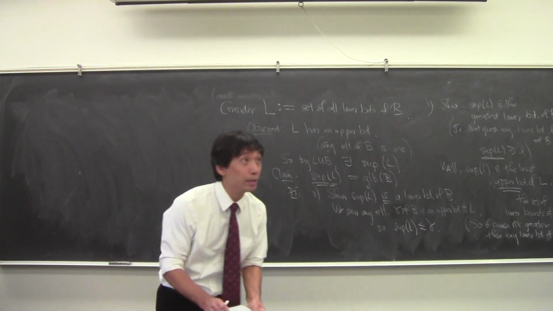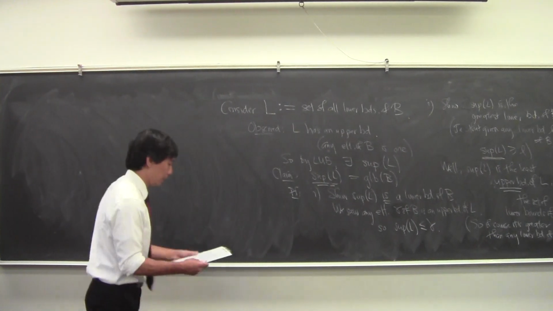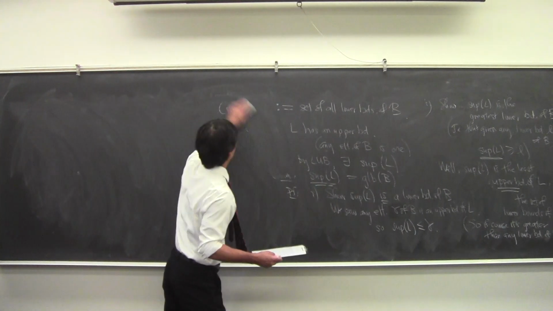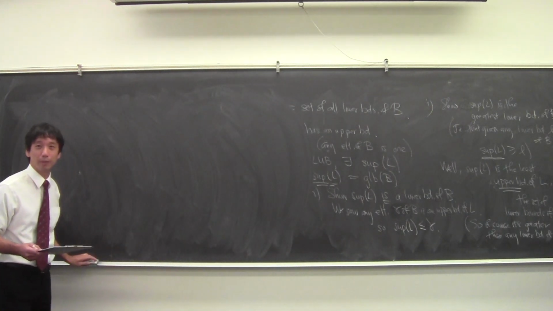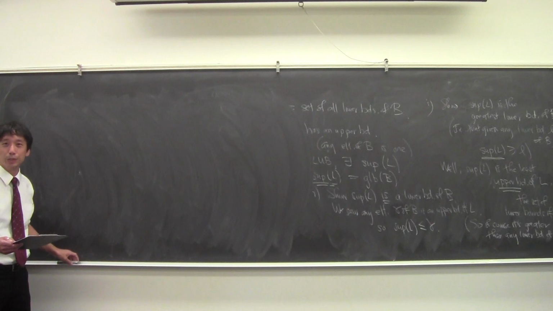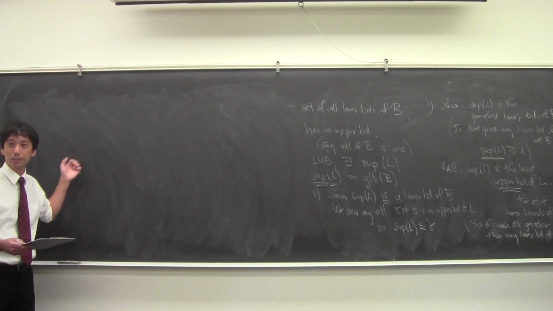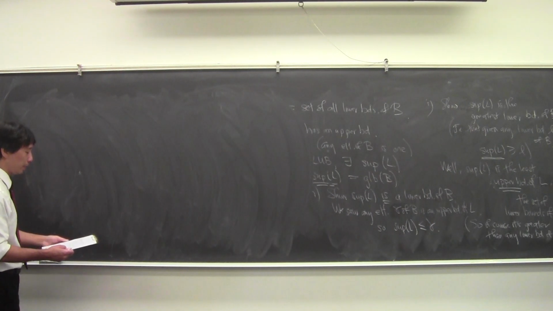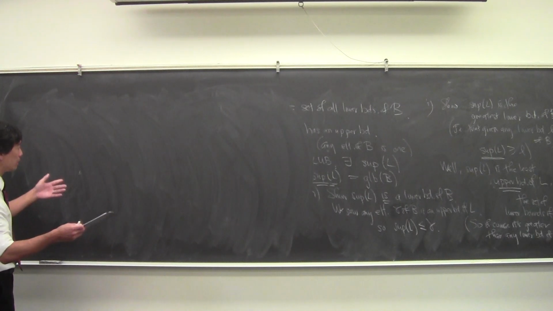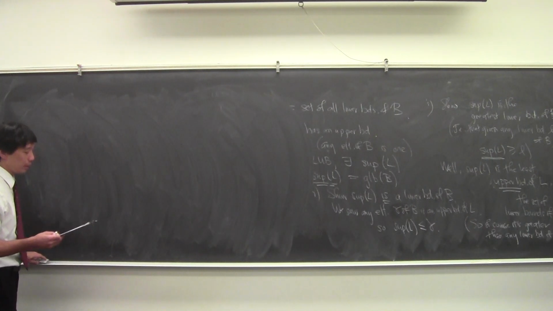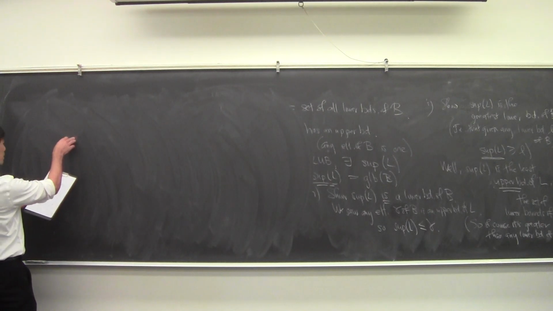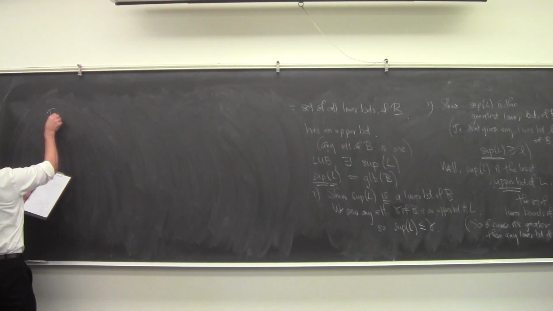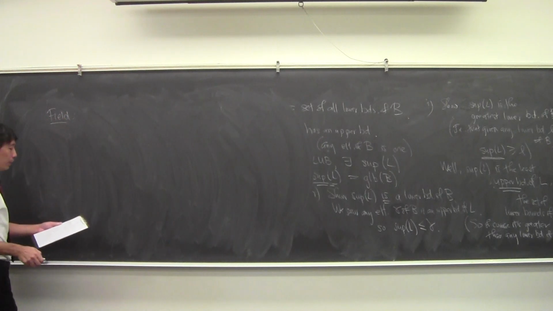Okay, so let's go on to the next stuff. That was the main thing that we wanted out of introducing ordered sets, this least upper bound property. Now we're going to move to a different aspect of what will later be revealed as the real numbers, this thing called a field. Okay, so fields.